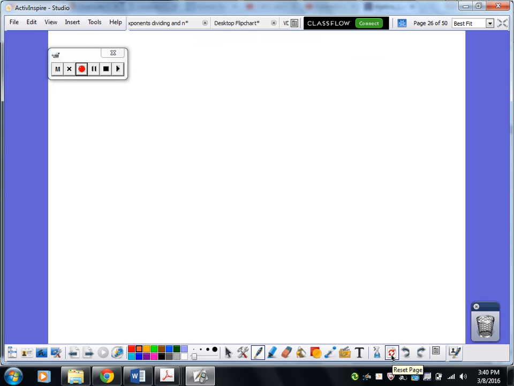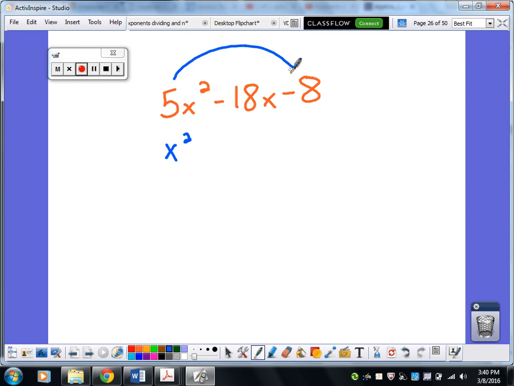I'm going to do another. So let's say I have 5x squared minus 18x minus 8. So obviously this is slide factoring because of the 5. So what I do is I take the 5 and multiply it by my constant. So this is x squared minus 18x minus 40.